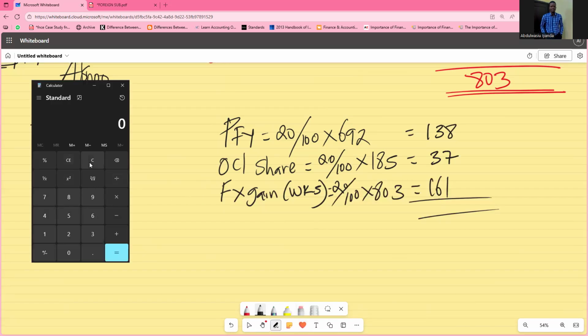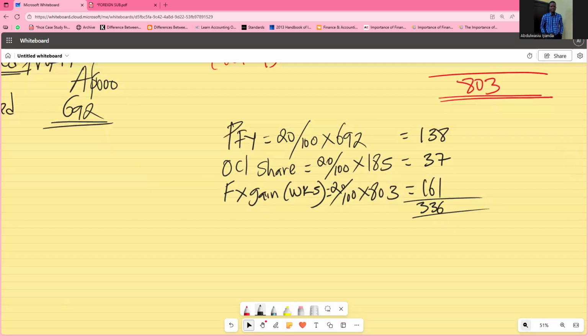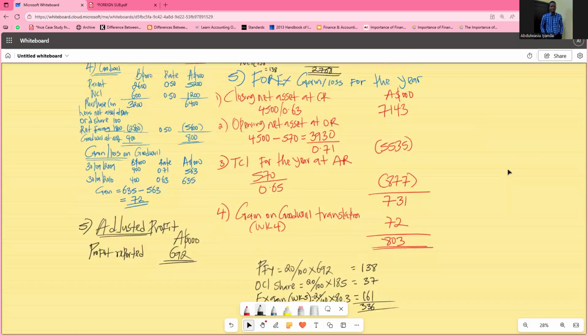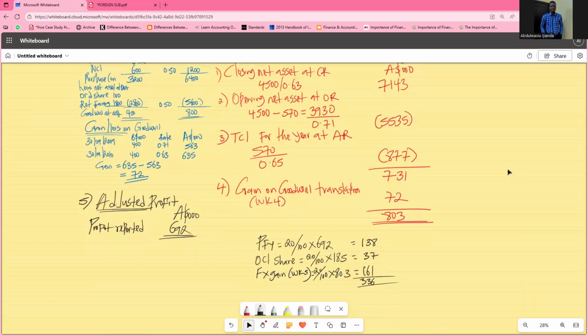So let's go: 138 plus 37 plus 161. So this is 336. This is the share of the subsidiary. So this is what the subsidiary is taking on an overall basis. So I can call this working 7.